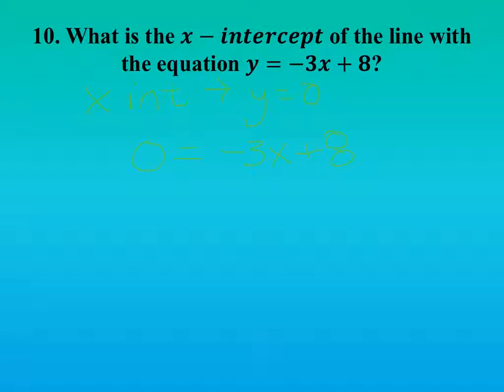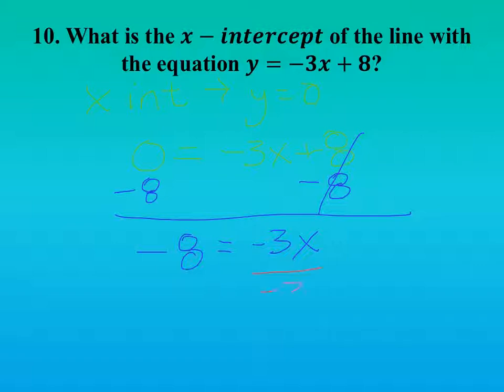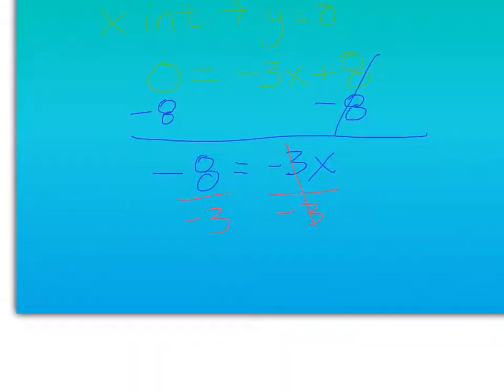My 8 looks a little funky. Kind of looks just like 2 zeros. Oh well. So now I subtract 8 from each side. 0 minus 8 gives me a negative 8 equals negative 3x. Well, I want to get rid of this negative 3. So I got to divide. Divide by negative 3, divide by negative 3. That cancels out. What's a negative divided by a negative? Hopefully everybody's saying positive. Move myself down a little bit.